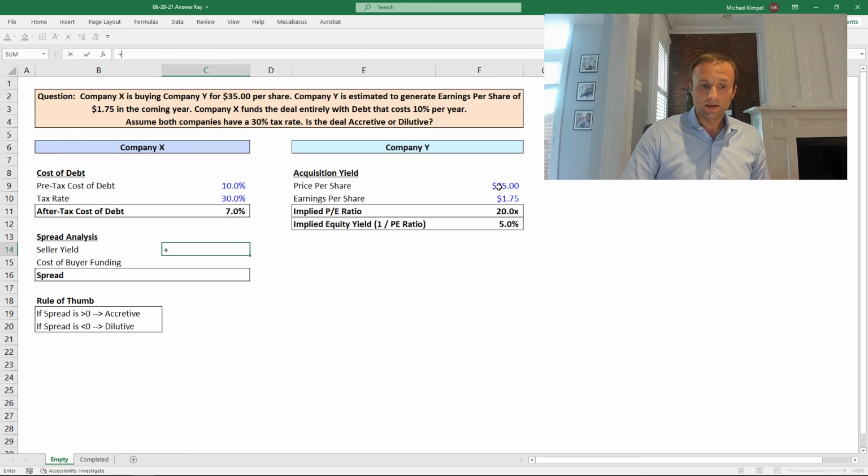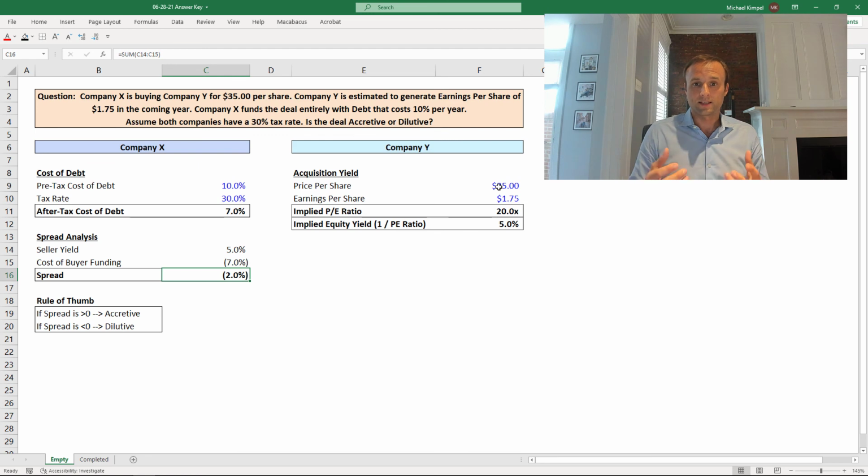So the yield on this investment is 5%, and the cost of funding is 7%. So net, we're actually generating a negative yield. So if the spread were positive, it would be an accretive deal. We're generating more of a return on our dollars than the cost of funding. If it were negative, though, as it is here, what it means is basically we're not generating enough of a return to overcome our cost of funding. So the answer to this week's question is that this deal is dilutive.